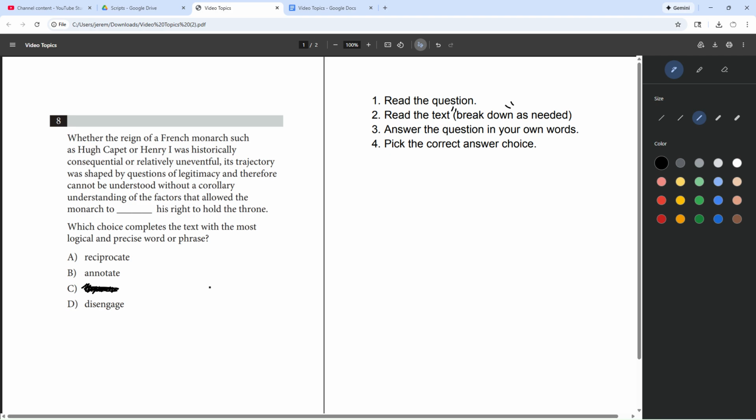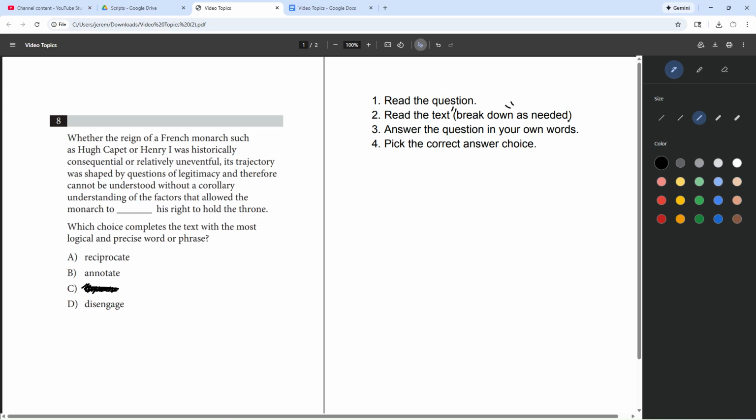Also, I'll remind those of you watching, if we don't know more than one of the words, if we don't know 2 or 3 of the words, we can still get to the right answer. We just have to do other stuff as well, right? So first, let's focus on if we don't know one of the words. All right. Step 1, read the question. Which choice completes the text with the most logical and precise word or phrase? When we see that question, we know it's a vocab problem.